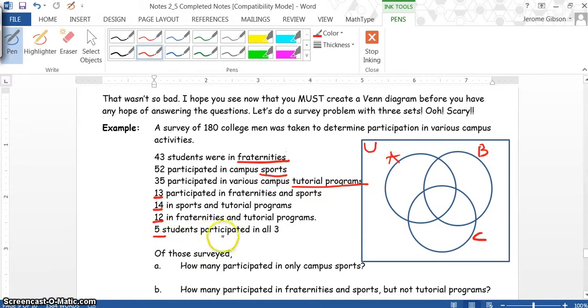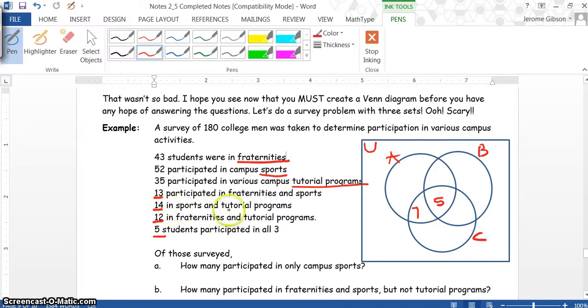Now again, we start here in the bottom. 5 students participated in all 3. So all 3 meet here, so we'll put 5. It says 12 students participate in fraternities and tutorial programs. Now remember, A and C are the fraternity and tutorial program, so let's say 12 participated in both. So this will make that 7, because remember, 12 participated in fraternities and tutorial programs.